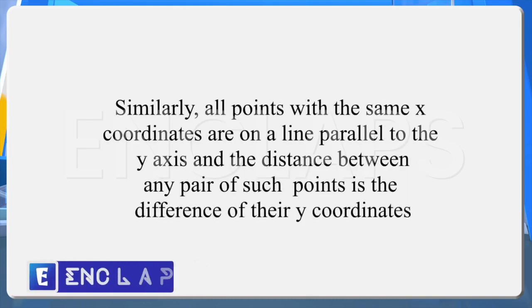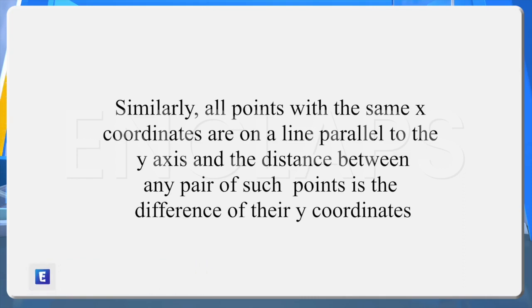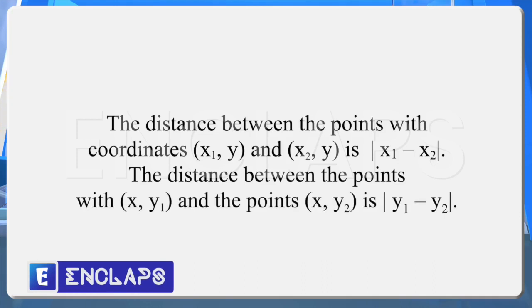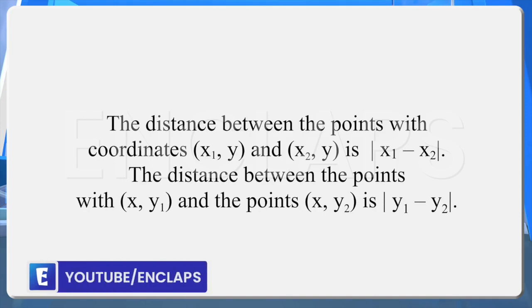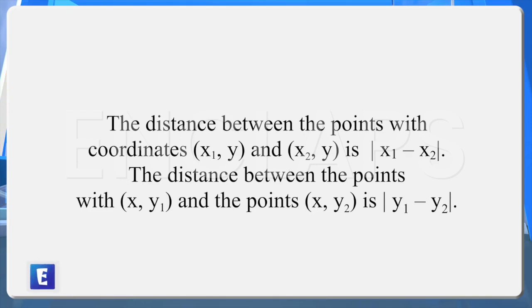Similarly, all points with the same x coordinate are on a line parallel to the y-axis and the distance between any pair of such points is the difference of their y coordinates. In algebraic language, the distance between the points with coordinates (x1, y) and (x2, y) is the absolute value of x1 minus x2. The distance between the points (x, y1) and (x, y2) is the absolute value of y1 minus y2. Do you understand how to find the distance between two points with the same x or y coordinates?